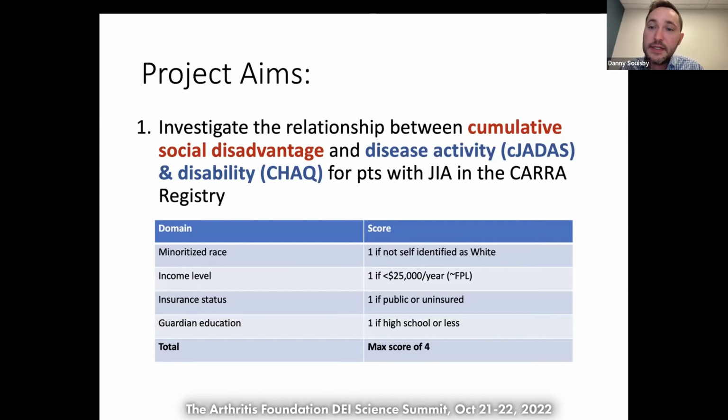I know our prior speakers talked a little bit about the CARE registry, and I'll come back to it, but it is the largest data set that we have available in pediatric rheumatology, collating data of patients all across the United States and Canada to better understand diseases such as JIA. So in our project, we are creating a social score similar to what you saw in the prior study, though we don't have ACE data available through the CARE registry. And we're also interested in race as our primary predictor in this study. So we're going to use minoritized race, income level, insurance status, and guardian education level as the primary predictors in this first aim.